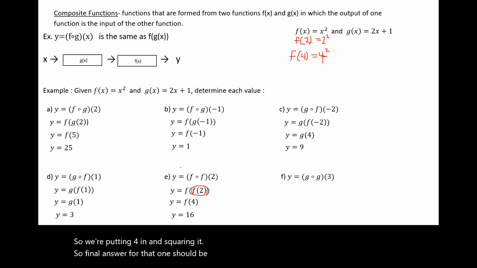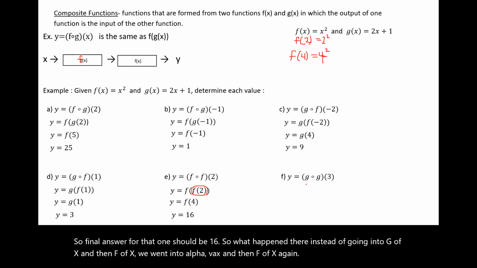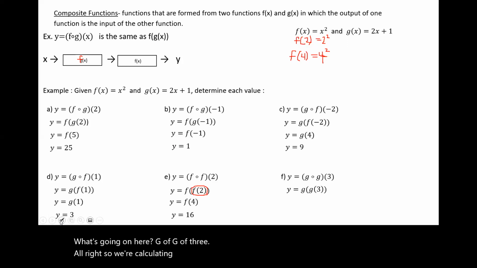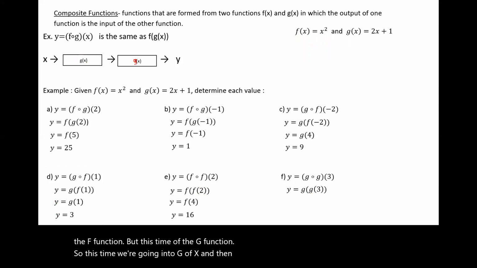So what happened there, instead of going into g of x and then f of x, we went into f of x and then f of x again. Interesting. What's going on here? g of 3. All right, so we're calculating g of 3. So we're doing very much like what we did with the f function, but this time with the g function. So this time we're going into g of x and then into g of x again.